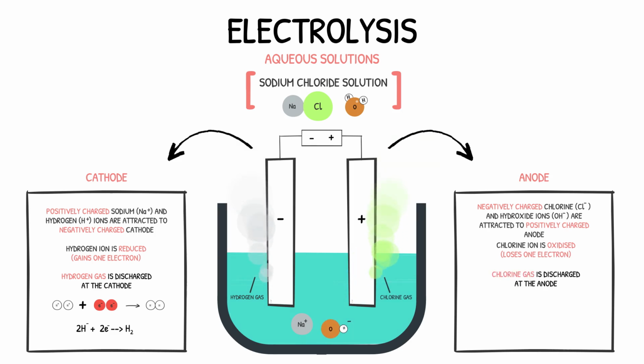The chlorine ions are oxidized, losing 1 electron to form neutral chlorine atoms. And, just like we saw in our previous example, the half equation for this reaction would look like this. The sodium and hydroxide ions that remain in solution will combine to form sodium hydroxide.